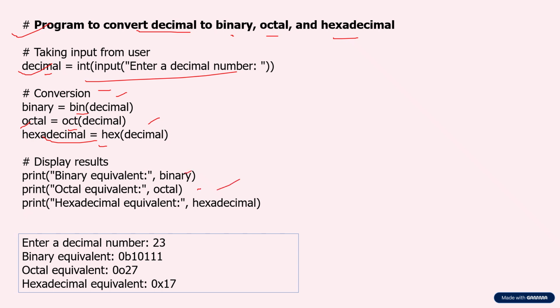What do you get if you enter the decimal number 23? We see the binary equivalent 10111, the octal equivalent 0o27, and the hexadecimal equivalent 0x17. The computer understands that if you write in this manner, it is hexadecimal. If you write preceded with this, it is the octal equivalent.